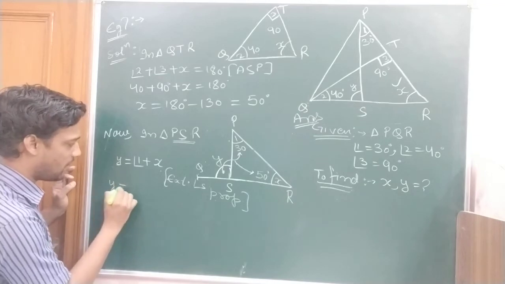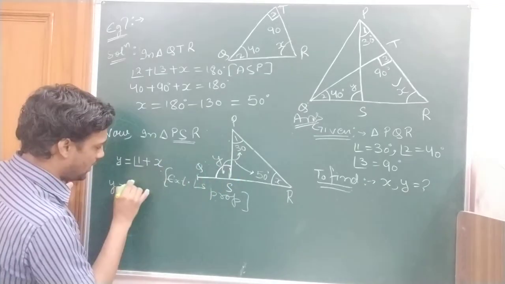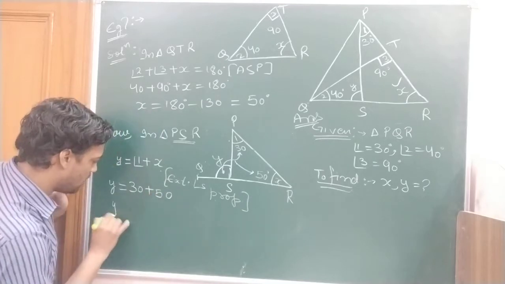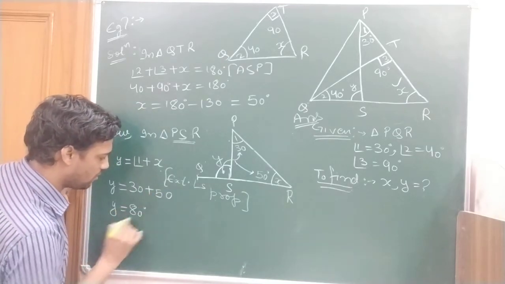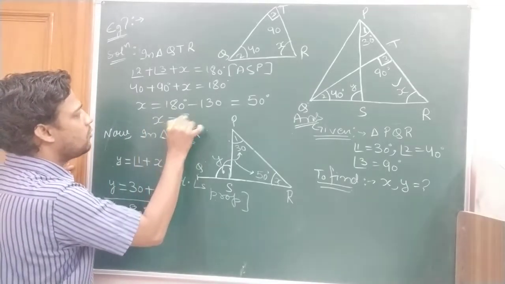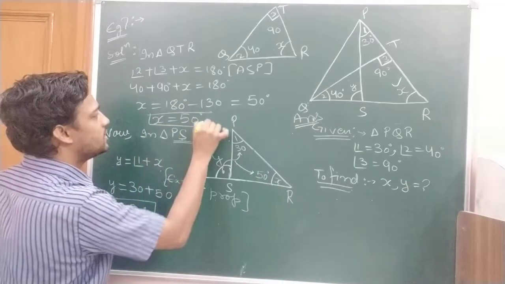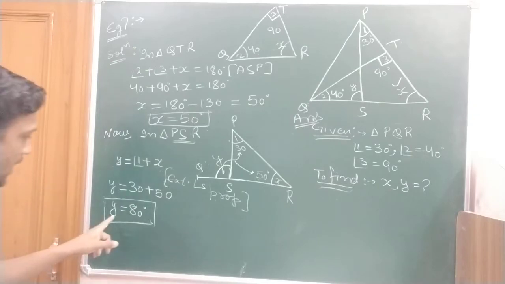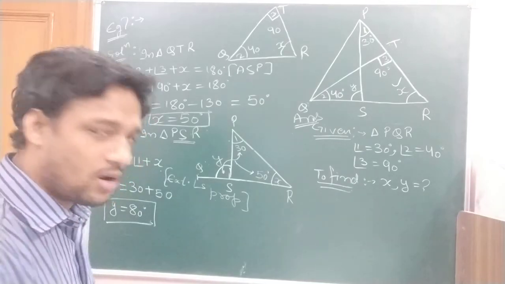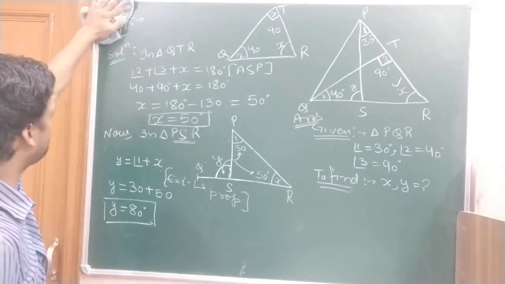What is angle Y? We have to find angle Y. What is angle 1? 30 degree. What is angle X? 50 degree. It means angle Y equals 80 degree. Right, here angle X is equal to 50 degree and angle Y equals 80 degree. Clear? This is example number 7. Now come to example number 8.